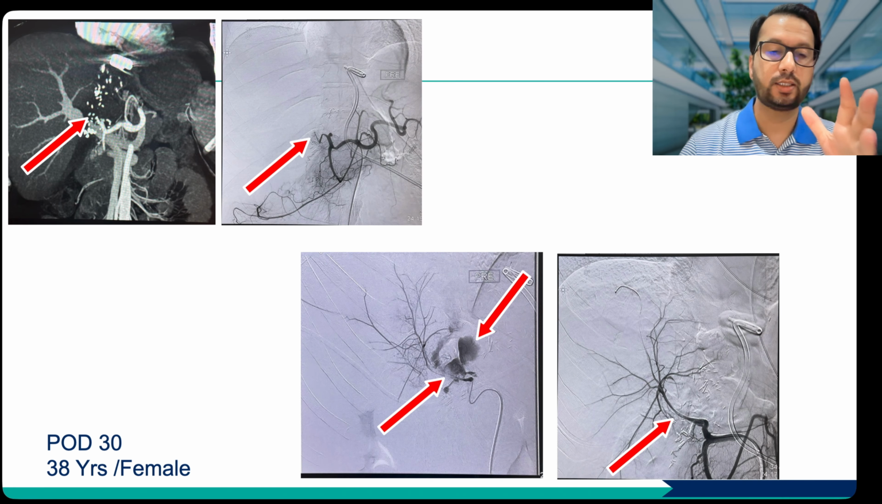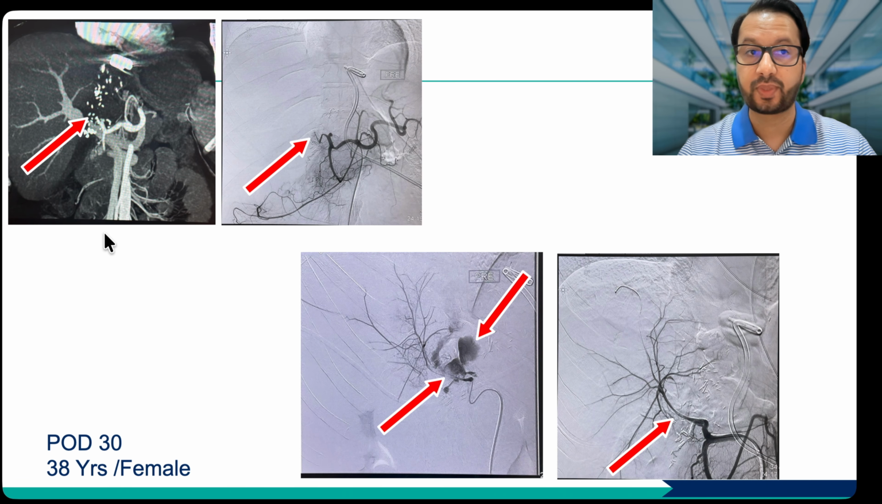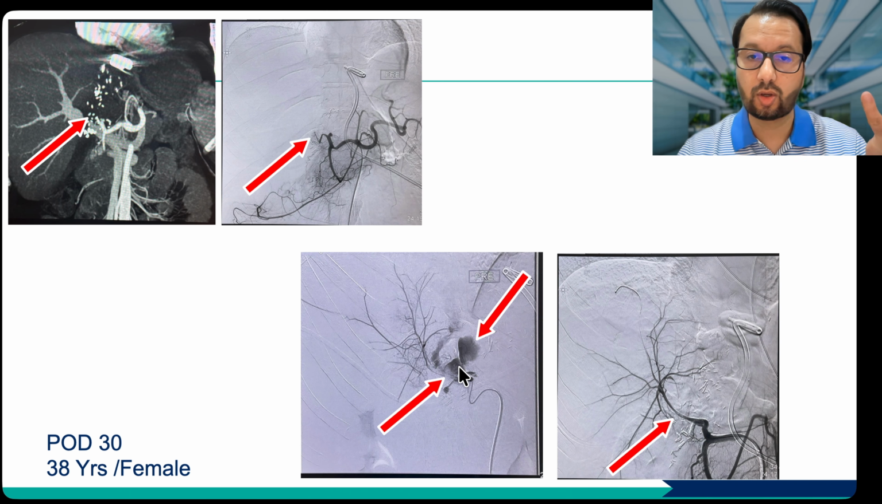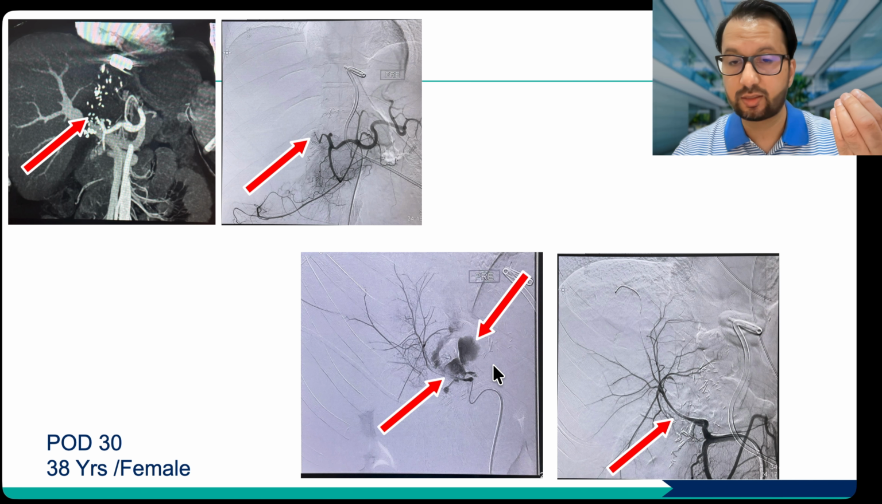This is a 38 years female who was initially thought to have hepatic artery thrombosis on POD 30, but when we did DSA angiography, we started thrombolysis. We immediately found that there is an occult pseudoaneurysm which was thrombosed at that time, and it started bleeding. So we placed a stent graft here, and we were able to restore the hepatic artery blood flow as well as cover the pseudoaneurysm.